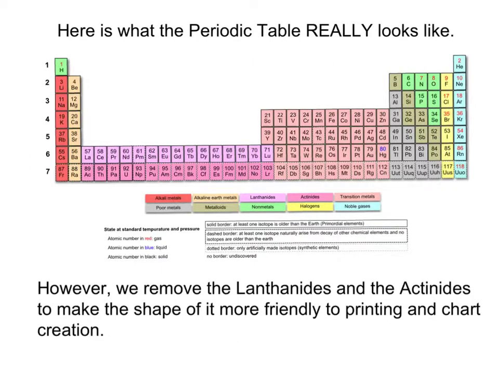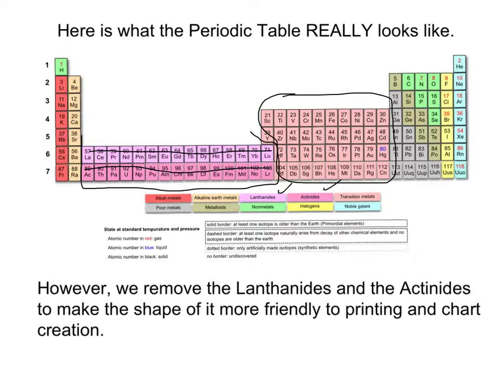This is what the periodic table really looks like. We take these elements here, which are known as the lanthanides and actinides, and we normally set them down here underneath it. We do this so it will fit inside a book, because this makes it very long. But this here is a basic family, and this is a basic family, and these all have similar properties, which makes them a basic family.